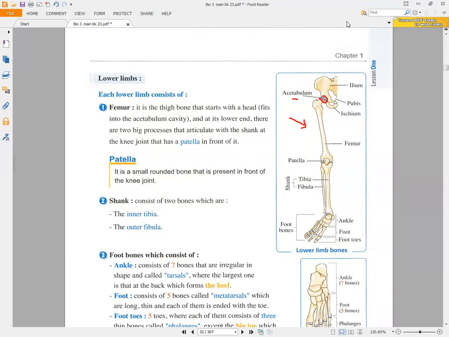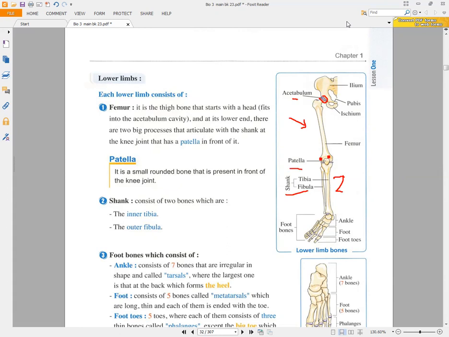Also, if you look here, you will find that the femur in its lower end will articulate with the shank bones. If you look here, you will find that the shank bone consists of 2 bones that will be tibia and fibula, okay? Also, you will find that we will have here a patella.